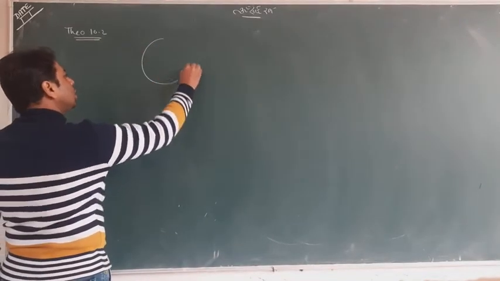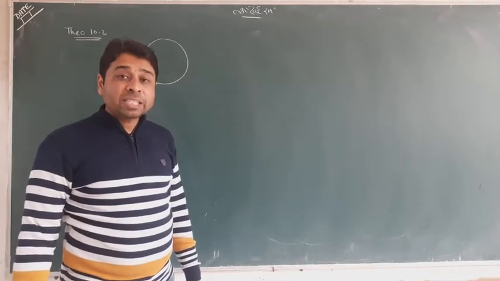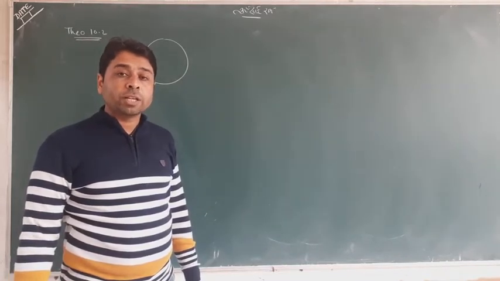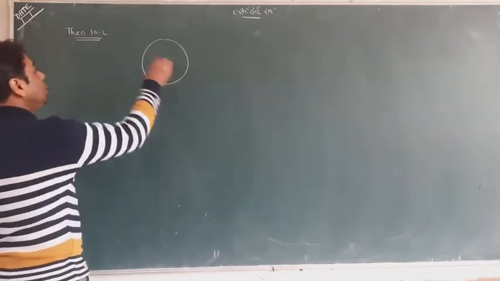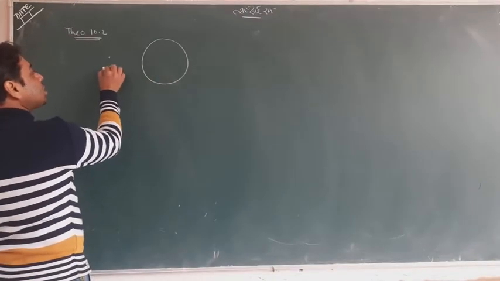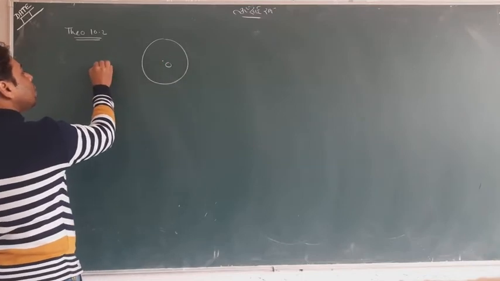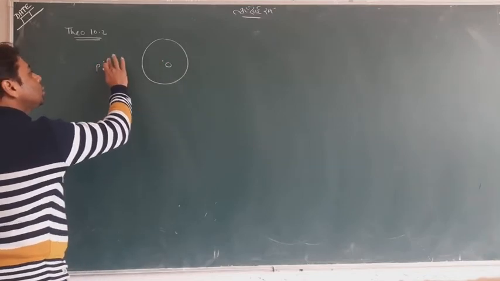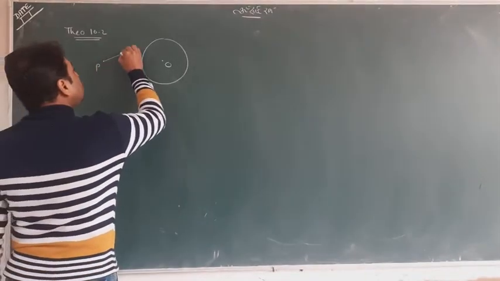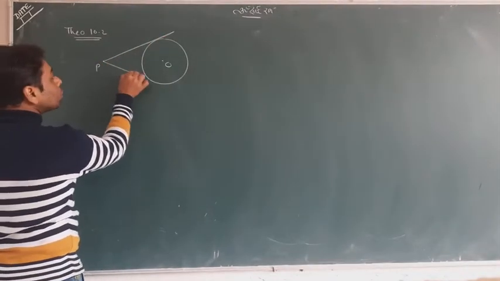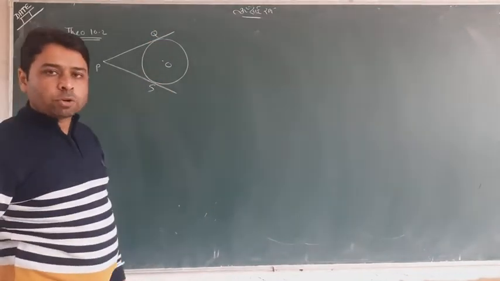This is a circle. Now try to understand the language. The tangents drawn from an external point to the circle are equal. Meaning, if you have any external point, suppose O is the center and P is the external point. Draw two tangents, suppose Q and S. Two tangents we have drawn.